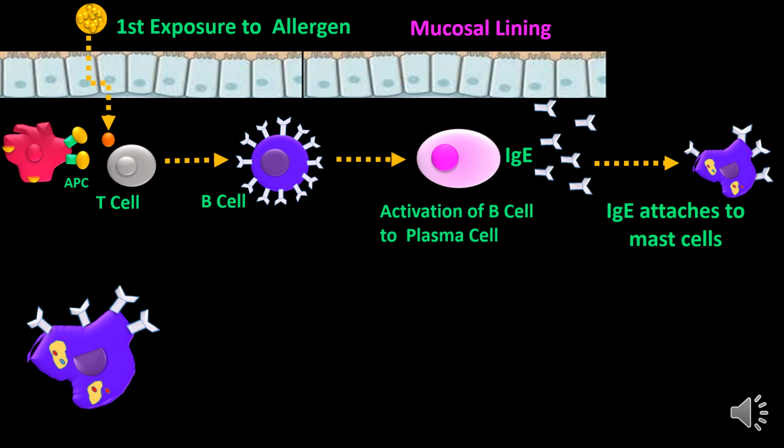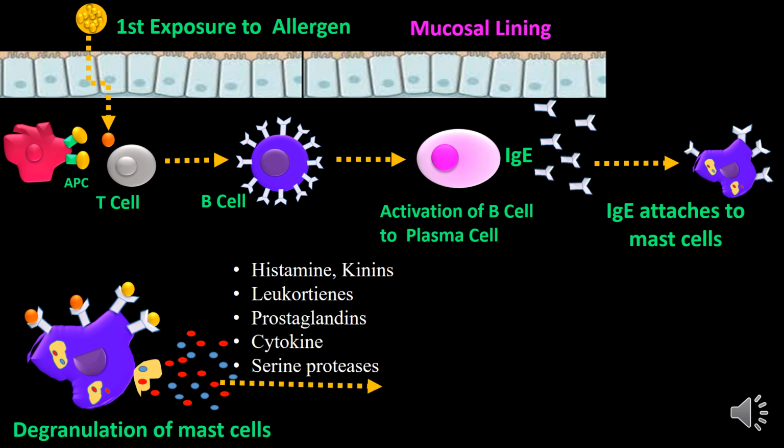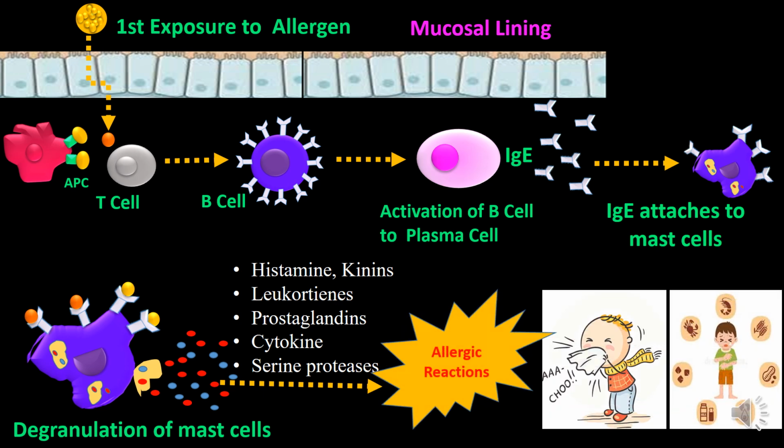On second exposure to the same allergen, degranulation of the mast cell occurs, in which the mast cells release various chemicals. These chemicals include histamine, kinins, leukotrienes, prostaglandins, cytokines, serine proteases. All these chemicals have an important role in allergic reactions and sometimes may also cause anaphylaxis.